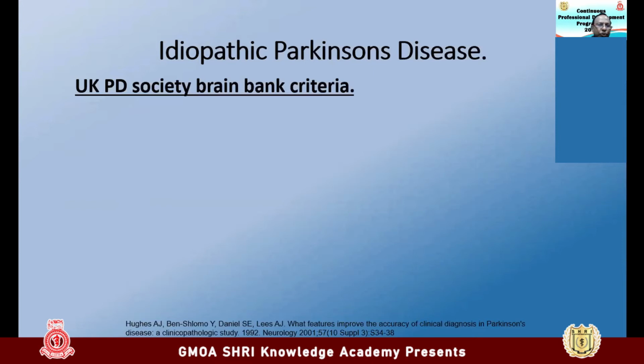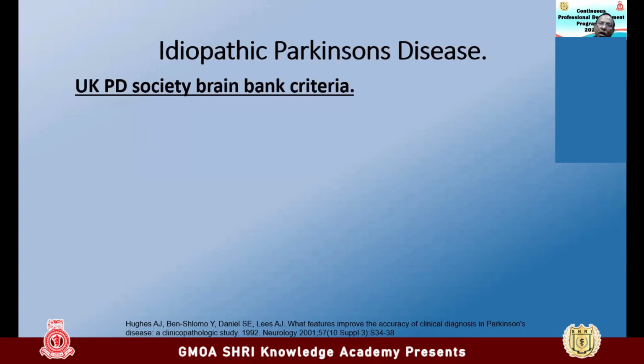Actually, I'm going to discuss two. The United Kingdom Parkinson's Disease Society Brain Bank criteria. I'll mention how this criteria was initiated. In the United Kingdom, University College London has a brain bank. After the patient dies, they collect the brains and dissect. You know how to diagnose Parkinson's. The gold standard is you have to find Lewy bodies.